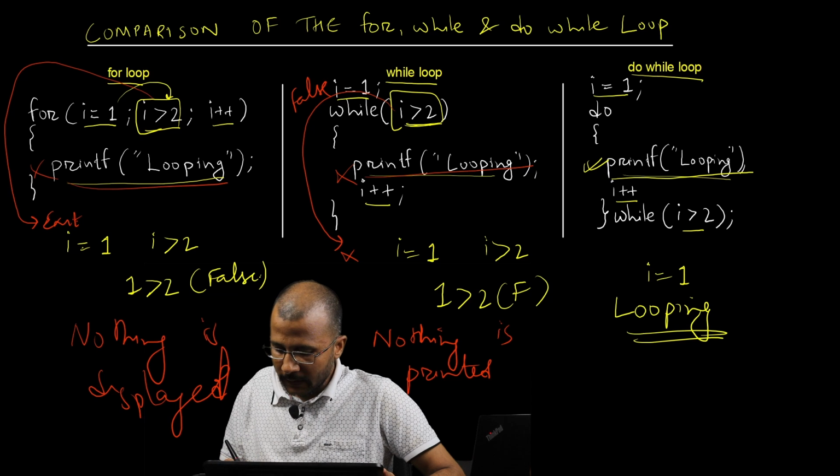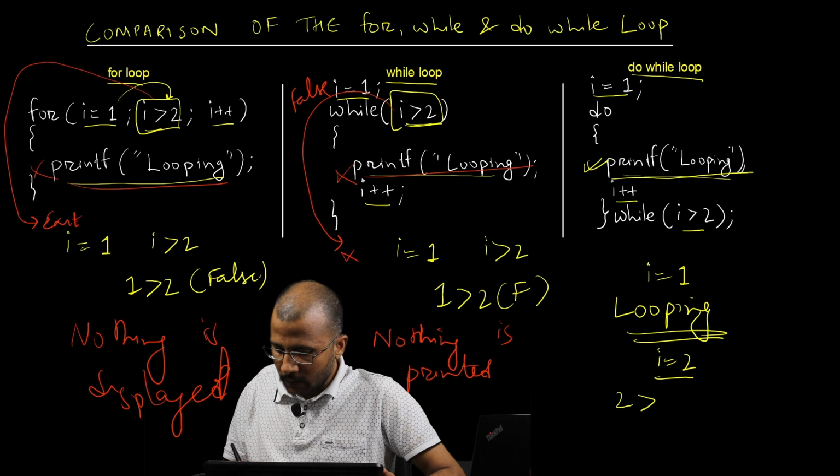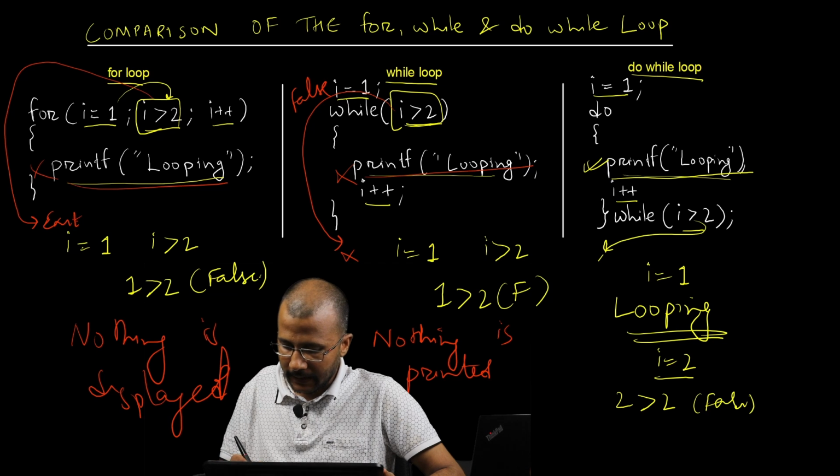Okay, then I will be incremented. Now I becomes 2. Okay, then it will check the condition, 2 is greater than 2. 2 is greater than 2 is false, right? This is false. So if this is false, the loop exits now.